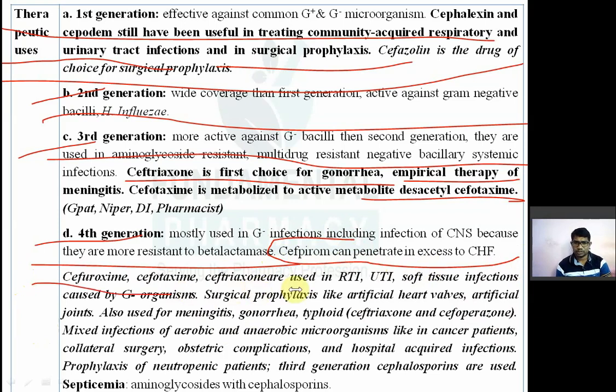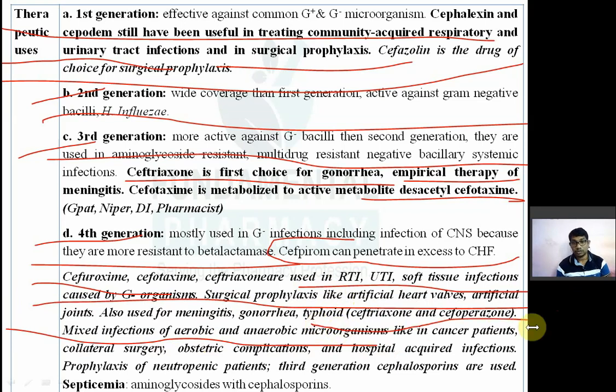Cefotaxime, ceftriaxone, they are used in urinary tract infection, respiratory tract infection, then joint and soft tissue infection caused by gram-negative organisms. They are also used for surgical prophylaxis, including artificial heart valve surgery. If you have had a bypass surgery or heart valve surgery, then for the prevention of infection, these drugs are used. Artificial joint, they are also used in the treatment of meningitis, gonorrhea, typhoid.